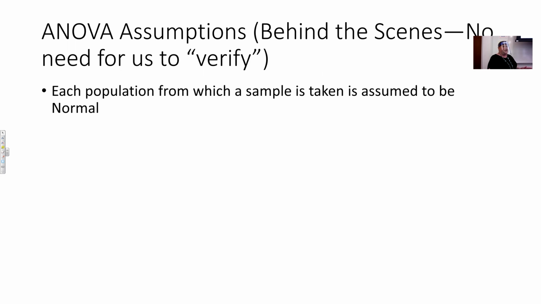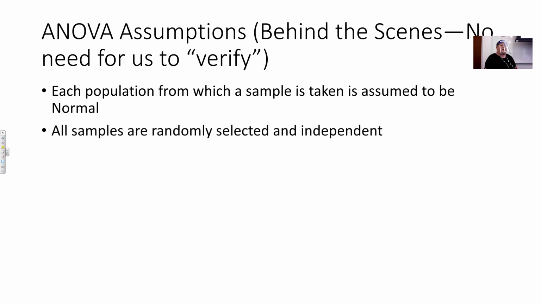Each population from which a sample is taken is assumed to be normal. So we assume that our big picture focus, the population, is normal, and we're going to draw our subsets from that normal distribution. All the samples are randomly selected, so one of the sampling techniques that we've talked about previously is used to do it. And they're also independent.